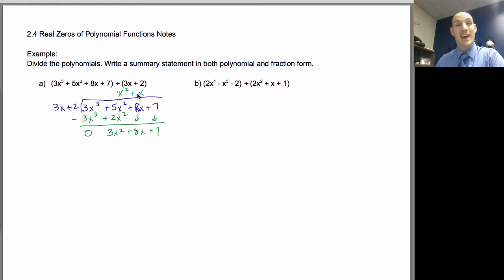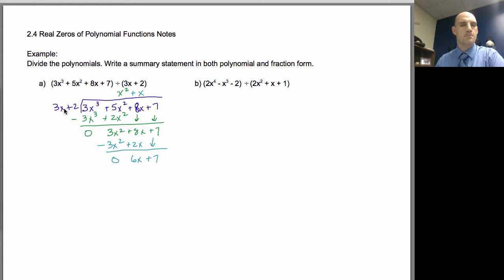Now I'm going to multiply this x by each subsequent term. So x times 3x would be 3x squared. X times 2 would be 2x. And I am going to subtract again. Get 0. Again, that's good. 8x minus 2x would be 6x. And I'll bring down my 7.